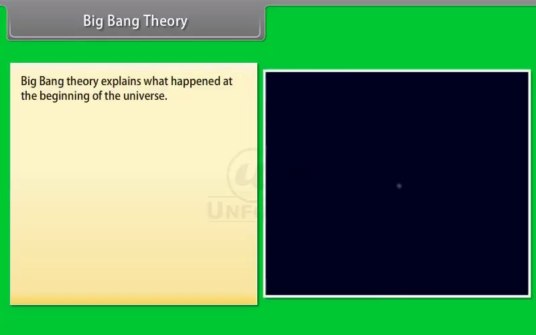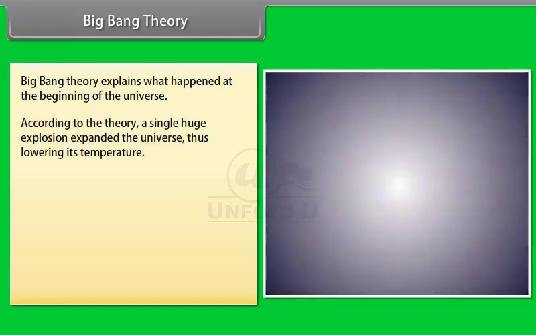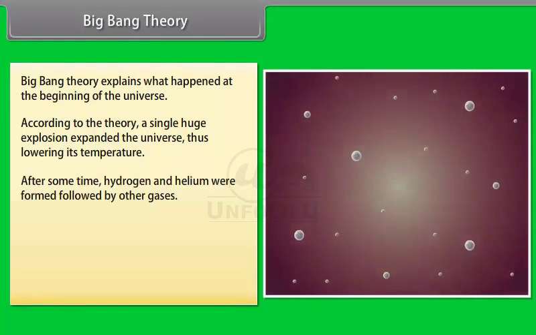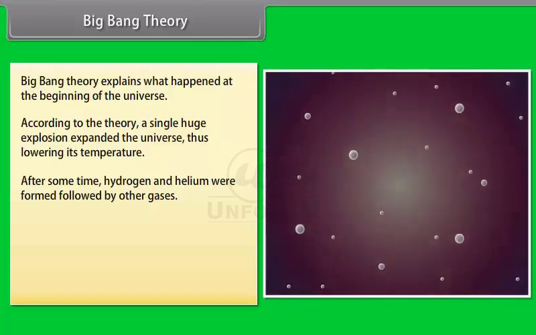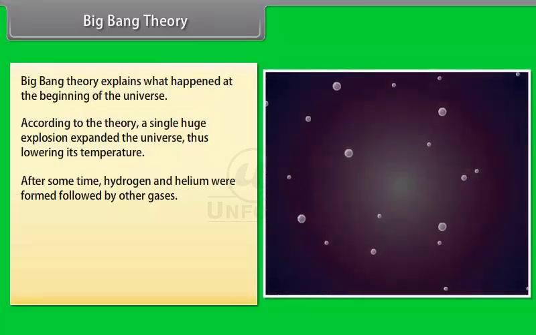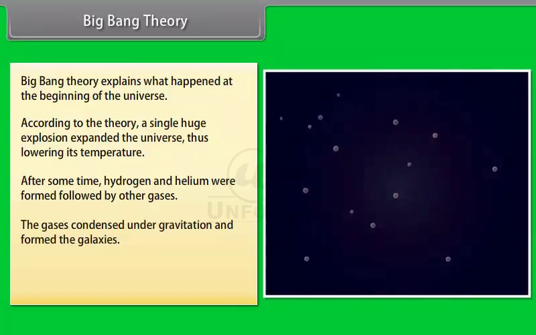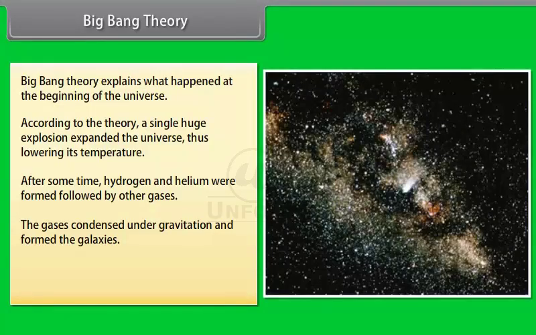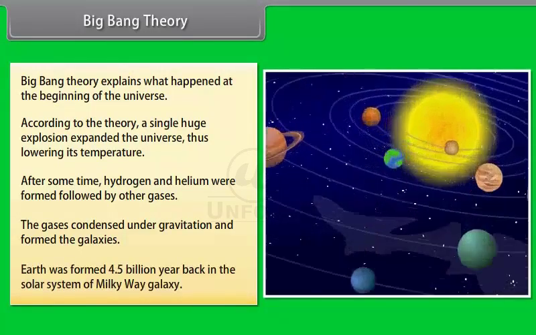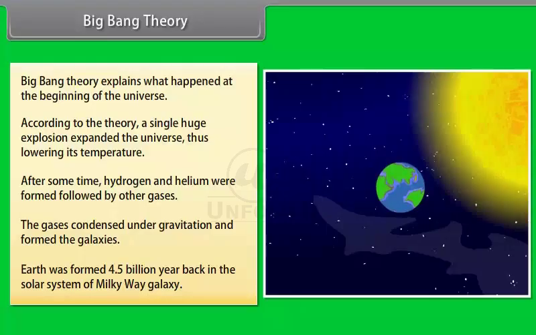Big Bang Theory. Big Bang Theory explains what happened at the beginning of the universe. According to the theory, a single huge explosion expanded the universe, thus lowering its temperature. After some time, hydrogen and helium were formed, followed by other gases. The gases condensed under gravitation and formed the galaxies. Earth was formed 4.5 billion years back in the solar system of Milky Way galaxy.